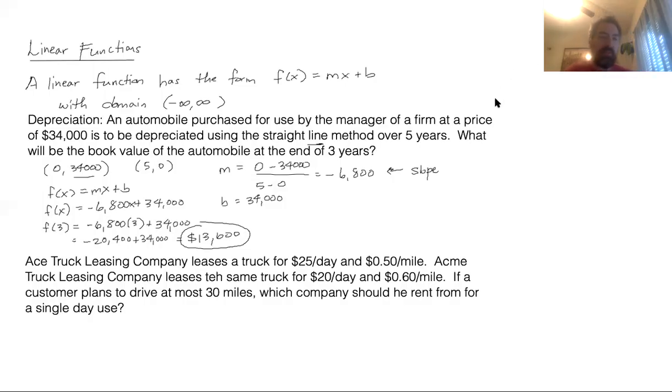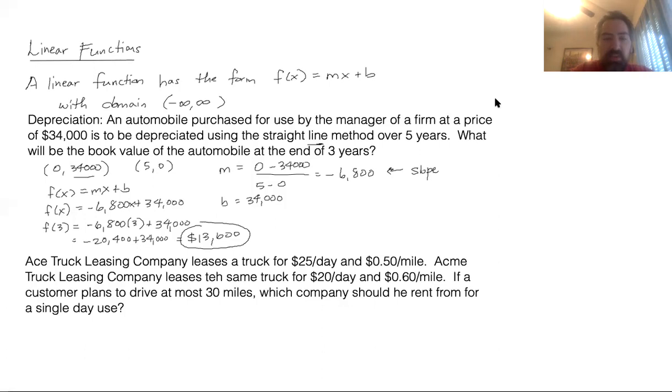Okay, now the second example is trying to determine which one is a better option, right? We've got option one, option two, which one should I go with? In this case, we have Ace Truck Leasing Company that's leasing a truck for $25 a day and 50 cents a mile. Acme Truck Leasing Company leases the same truck for $20 a day and 60 cents a mile. If a customer plans to drive at most 30 miles, which company should he rent from for a single day's use? And so we have these two scenarios.